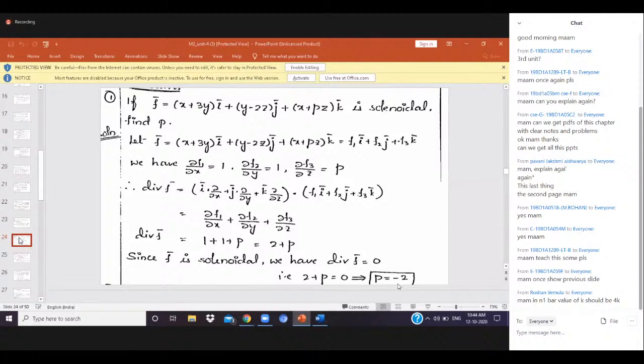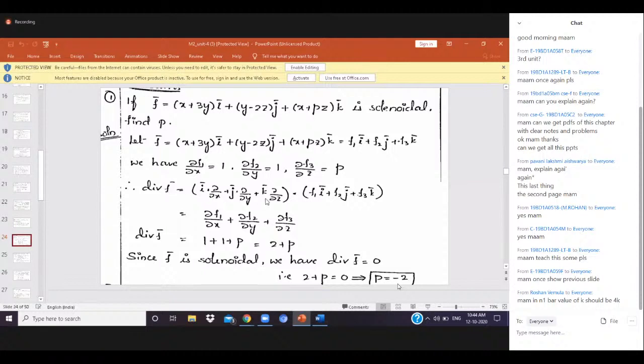So we need to calculate the divergence. According to the definition, f bar is given, which we consider as f1 i bar plus f2 j bar plus f3 k bar. For easy evaluation, the divergence formula is dou f1 by dou x plus dou f2 by dou y plus dou f3 by dou z, which gives the divergence of f bar.